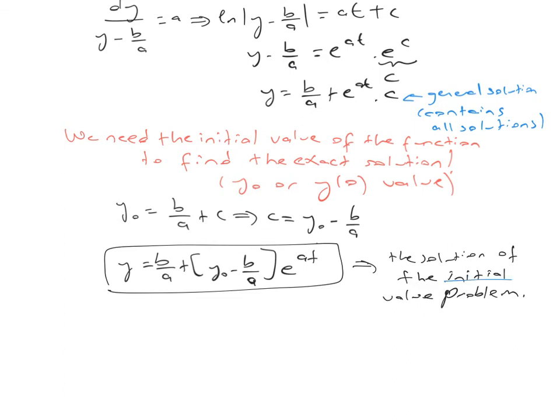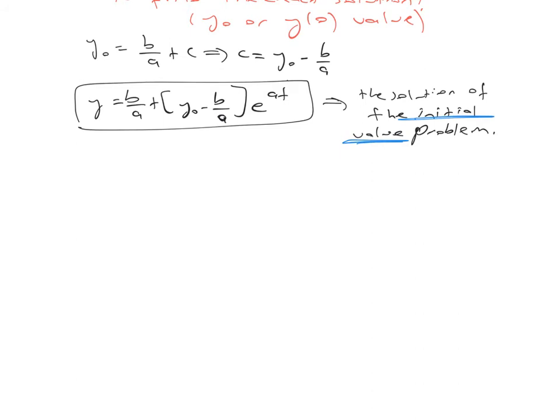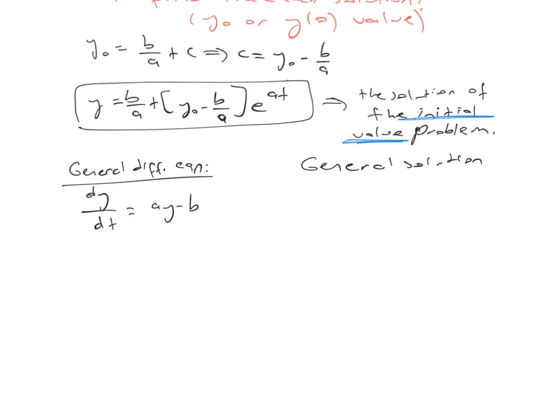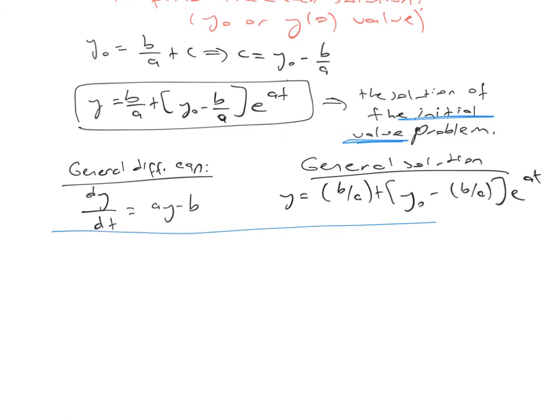Again, we need this initial value for the exact form of our differential equation. Let us summarize what we get. Our general differential equation is in the form of dy over dt is equal to a times y minus b, and the general solution that we get is in the form of y is equal to b over a plus y0 minus b over a times e to the at. By using this relation between general form of differential equation and its general solution, we can solve any differential equation in this form. For example, let's take the differential equation that we got in mice and owls example.